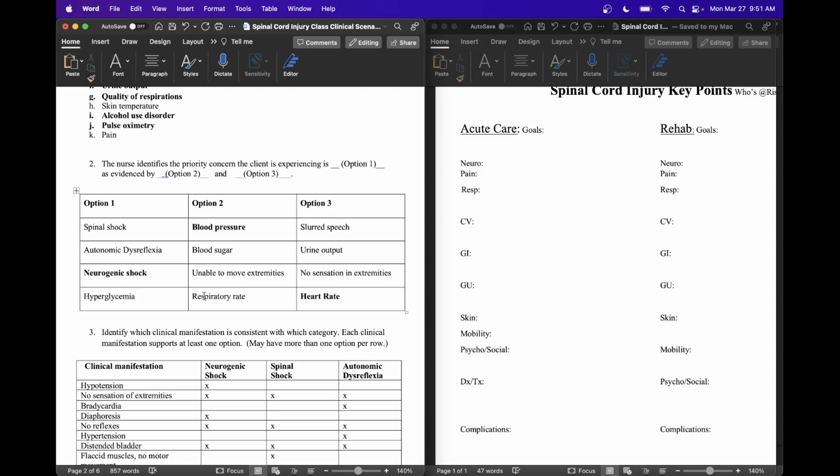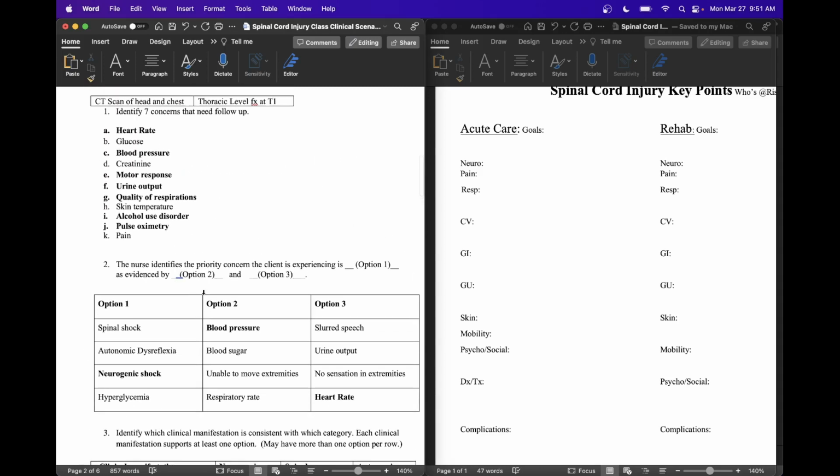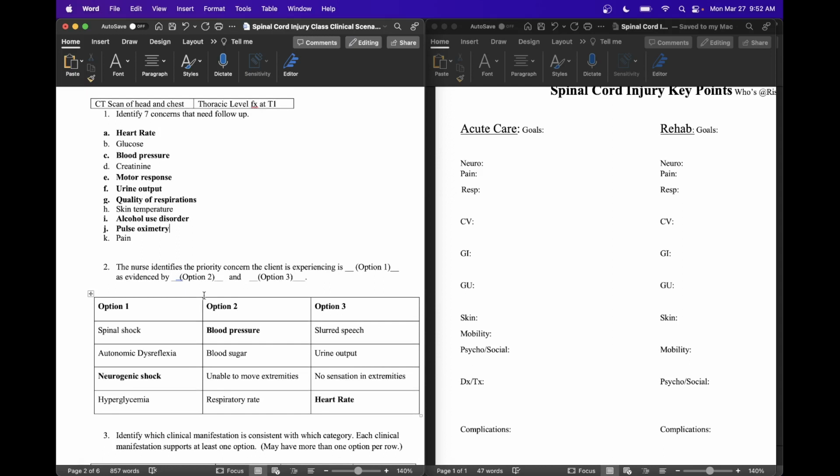All right, so how many did we highlight here? The heart rate, the blood pressure, the motor response, the quality of the respirations, the alcohol use disorder, the pulse ox, and the pain. Is that 8? Pain is 8, 5, 6, 7. Oh, that's 7. So we're not concerned, Professor, about the urine yet, right? All right. There's too many people talking at once.